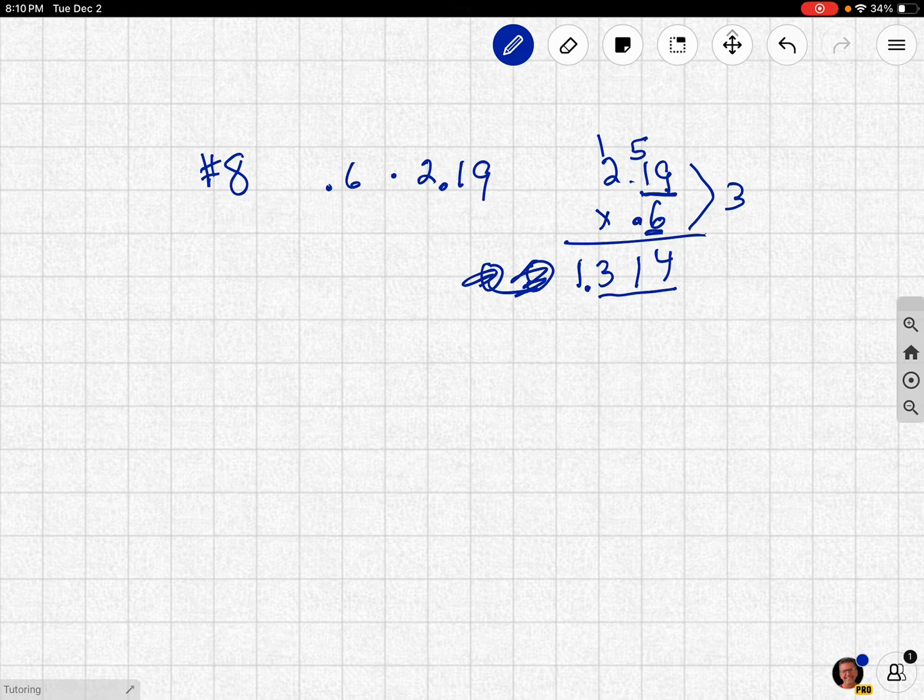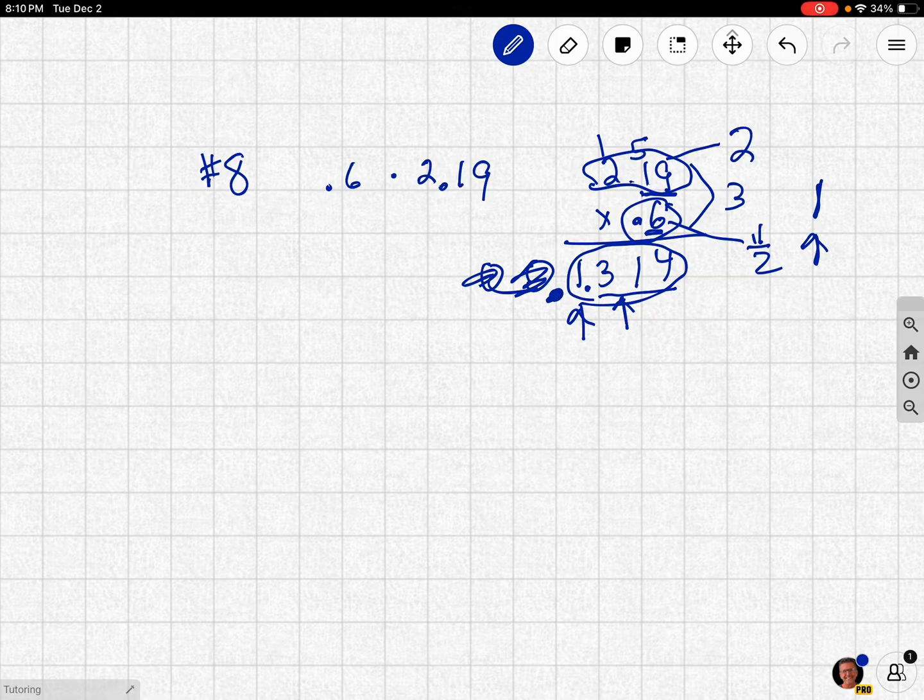Now, the other thing that I can use is logic. This number here is about 2. 0.6 is pretty close to like a half. So I'm finding half of 2. What would half of 2 be? Well, that would be 1. And notice that this answer is about 1. It's 1.314. Whereas if I put the decimal point right here, it would be 13.14, which is nowhere near the number 1. Or if I put the decimal point out here, that would be way less than 1, not even close to 1. So logic can also tell you where you put that decimal point.